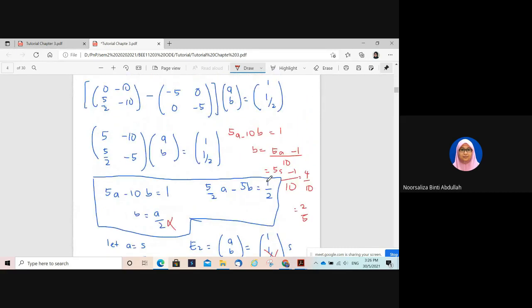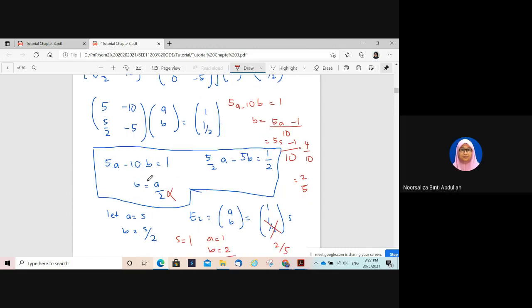Do you understand this one? Because 5A minus 10B equals to 1, not equals to 0, it is the other value. Sorry, this one is wrong. Refer to the red colour.